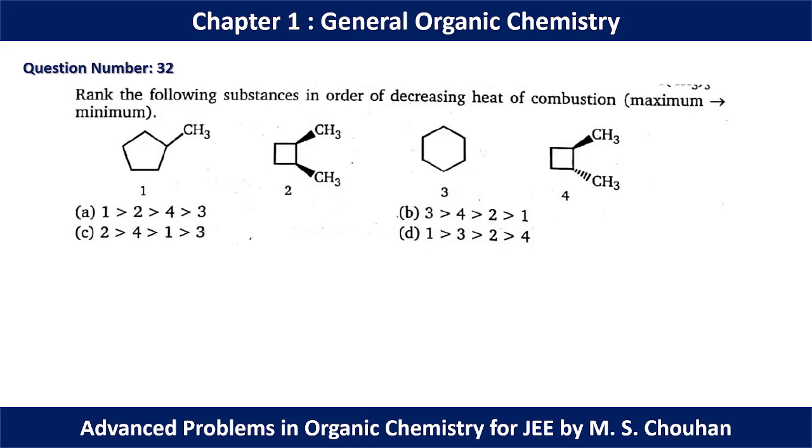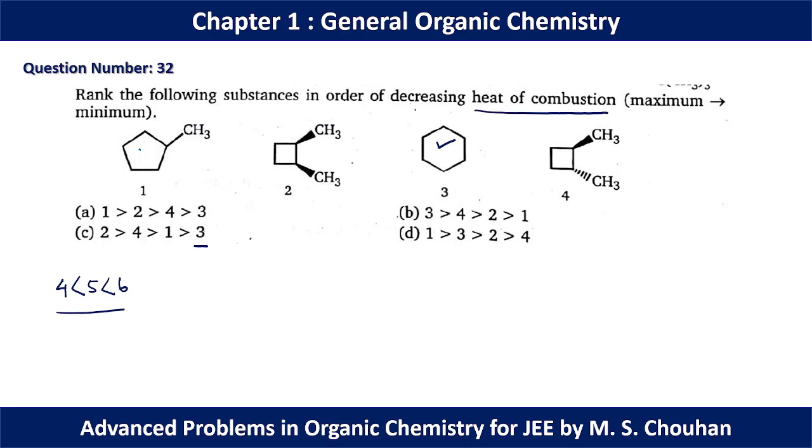Again, question number 32, rank the following substances in order of decreasing heat of combustion. In all of these molecules you have 6 carbons, so carbon count does not have any effect. As we know, the most stable ring should have the maximum number of carbons in the ring. So ring stability is like this: a 4-member ring is less stable than a 5-member ring, and a 5-member ring is less stable than a 6-member ring. So the 6-member ring is the most stable, and that's why we have the minimum value for the 6-member ring, because heat of combustion is inversely proportional to stability.